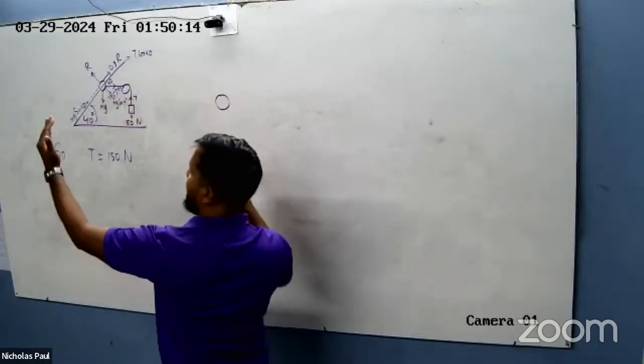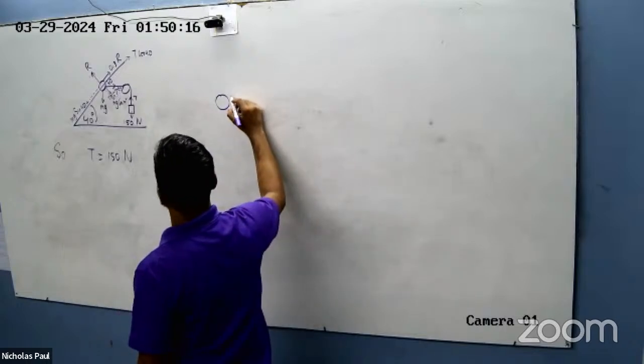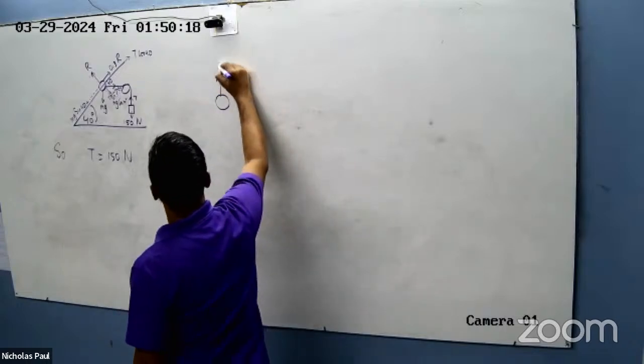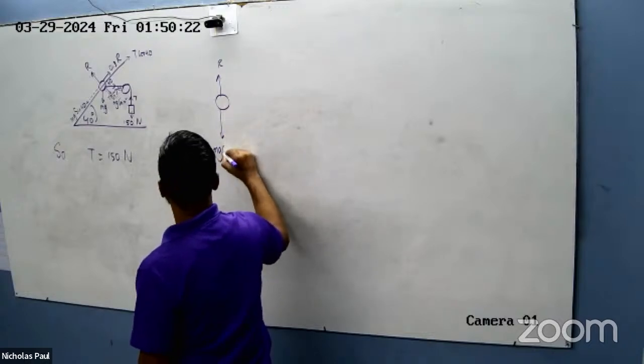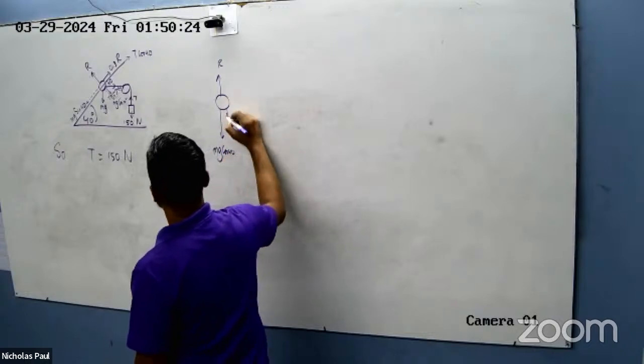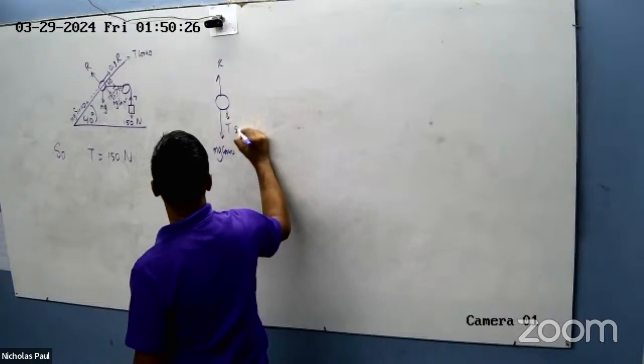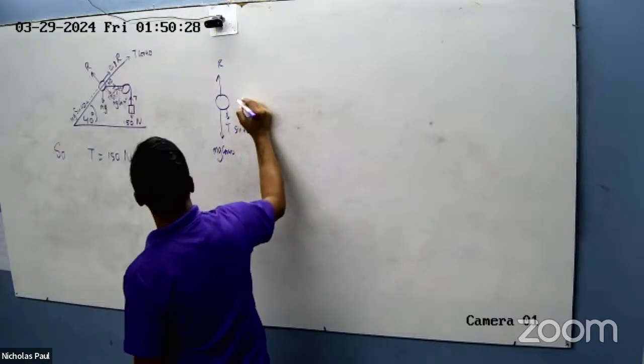I'm going to shift everything now back to the horizontal. So R acts this way. Here is mg cos 40. Here is T sin 40.